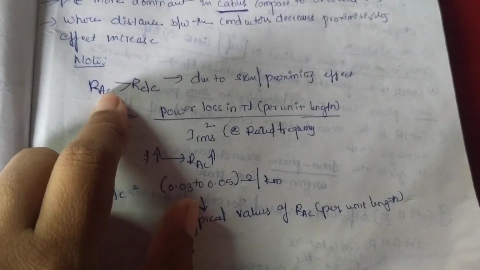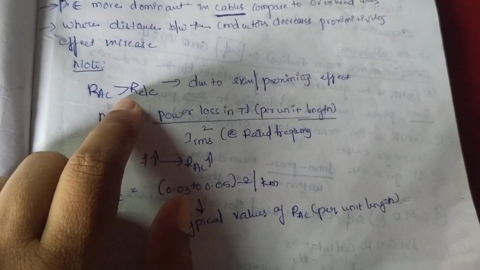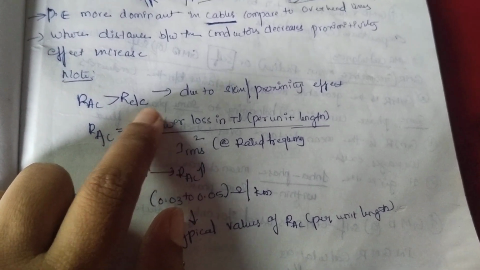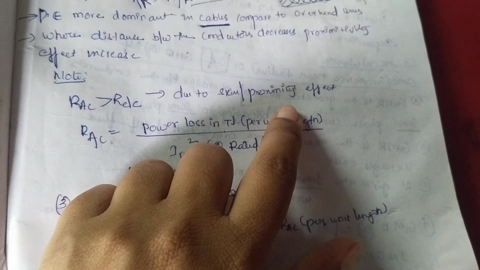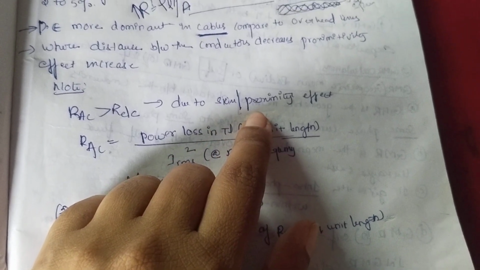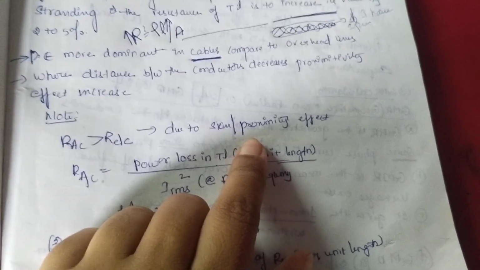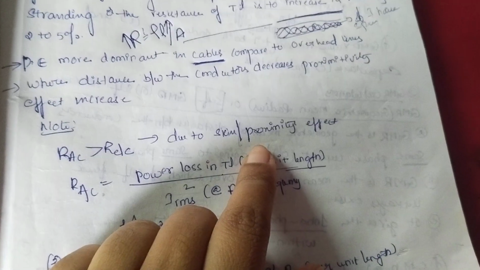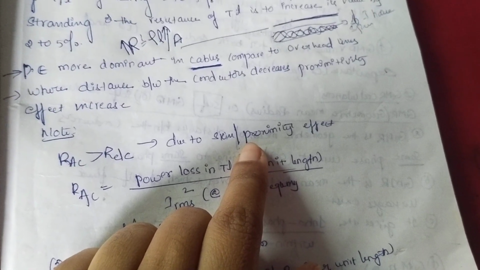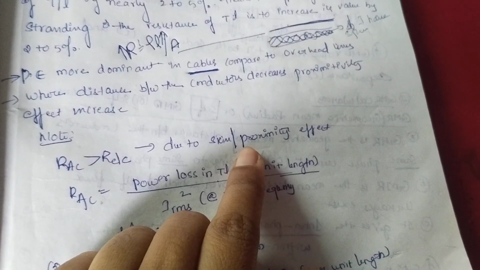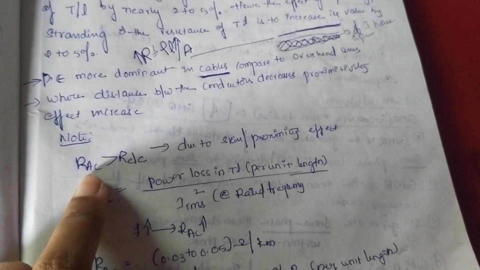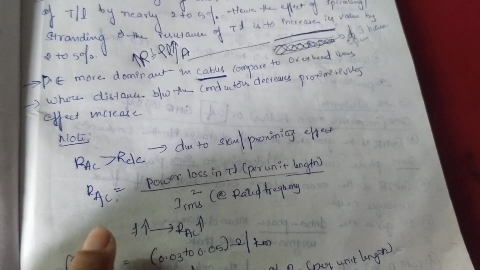So a very important thing is that resistance in AC is more than resistance in DC. Why? Because of skin effect and proximity effect. Due to skin effect and proximity effect, already we have discussed that R_AC is high. It occurs only in AC current flow. Due to this, the effective area of current flow is reduced, so resistance is increased. So resistance in AC is greater than resistance in DC.